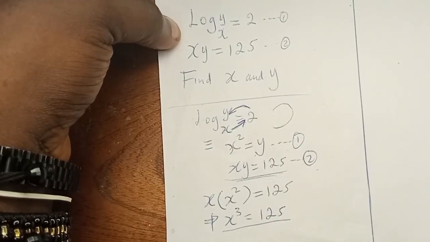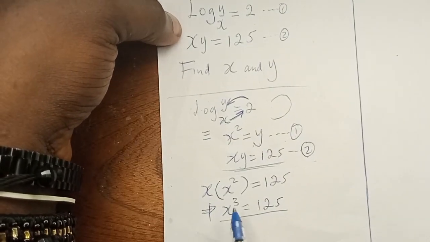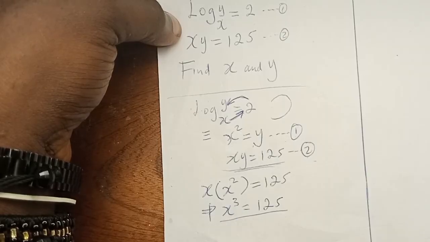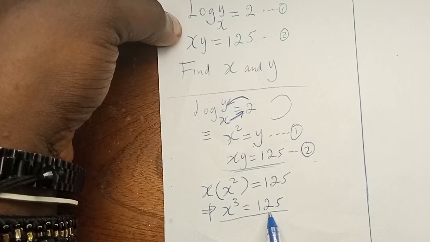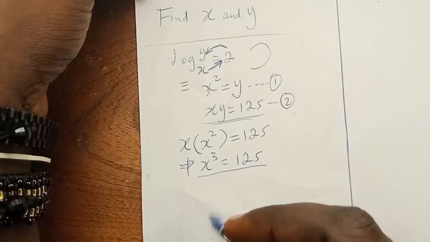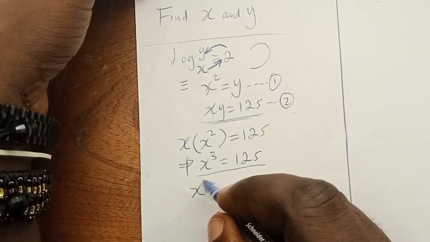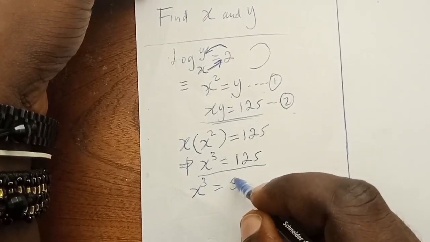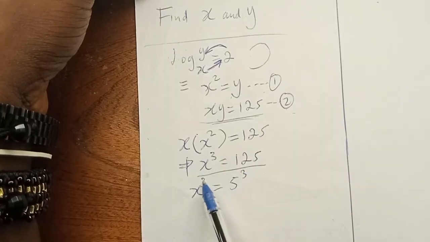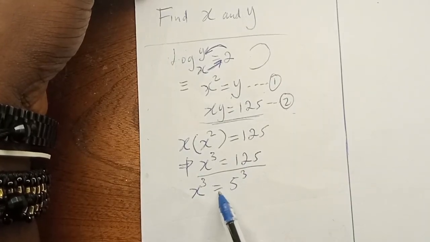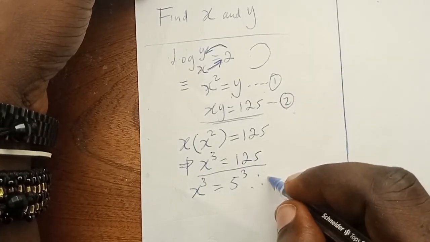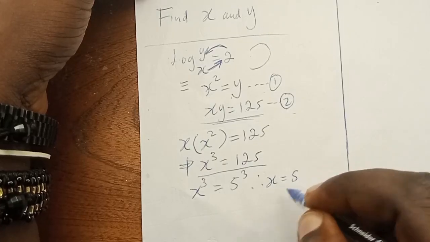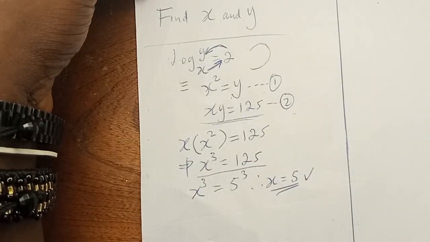This is the expression. Now, since we have x cubed, we must look for a value which, if we cube it as well, we are going to have 125, and the only value is going to be 5 cubed. So we are going to say that x cubed is equal to 5 cubed. And since it is cube and cube, then x must be equal to 5. In other words, x is equal to 5. Now we have the value of x.